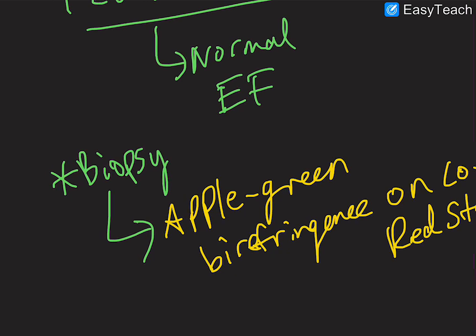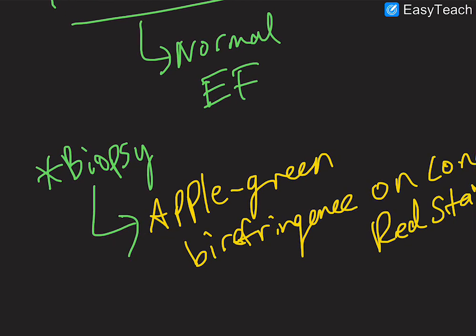So that's basically it for senile cardiac amyloidosis. And in the next video, we'll cover other types of amyloidoses.